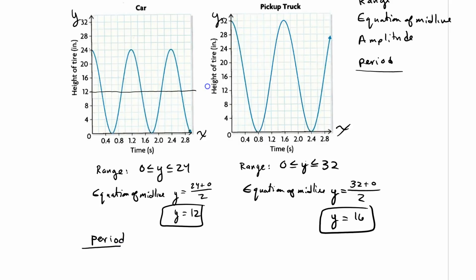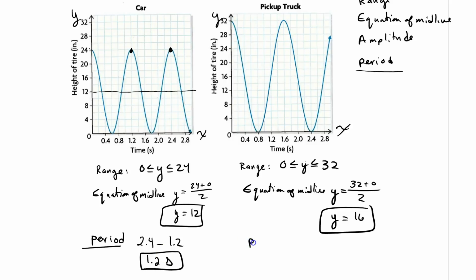So the period is going to be from maximum to maximum or minimum to minimum. I'm going to go from maximum to maximum. And remember, it's in the x direction, so the horizontal distance between the two maximums is going to be 2.4 minus 1.2, which is going to be 1.2 seconds. So for the car wheel to rotate once around is going to take 1.2 seconds.